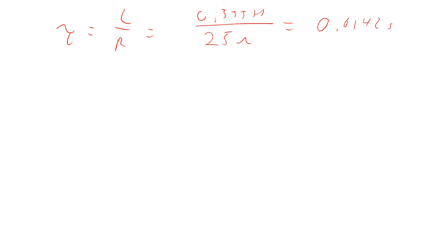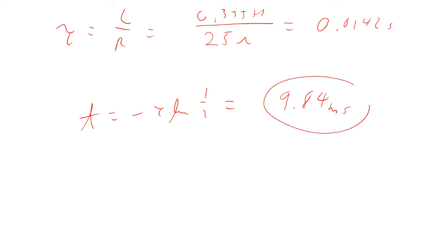So if I plug that into the previous equation, t, which is equal to minus tau natural log of 1/2, what I come up with is 9.84 milliseconds. So that's how long it took until the current got to be 1/2 of the maximum.